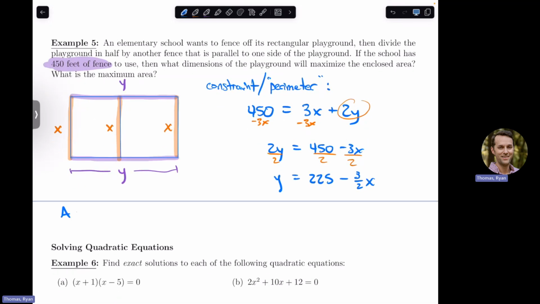Okay. What's the area then? Area is X times Y, but we can substitute that in place of Y. Oh, that's a 2, not a 3. There we go. To get something like that, I'm going to go ahead and expand, distribute that. And I'm going to rearrange at the same time. So, hope that's okay.